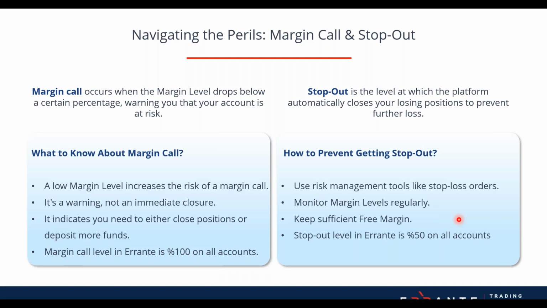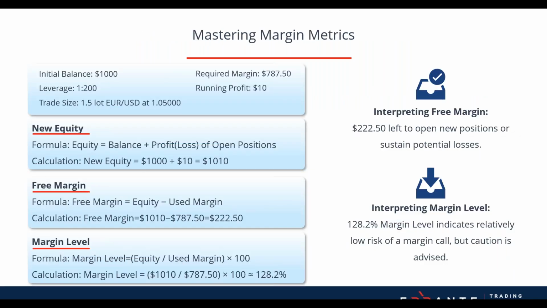In summary, margin call and stop out are risk management tools designed to keep you in the game, but can also end your trading day abruptly if not managed wisely. Thus, always keep an eye on your account's equity and margin levels and plan your trades accordingly. However, it's worth mentioning that the margin call level in Errante is 100% on all accounts, and the stop out level in Errante is 50% on all accounts.